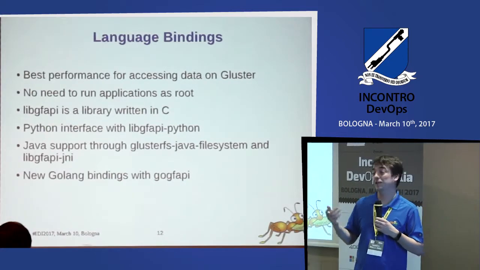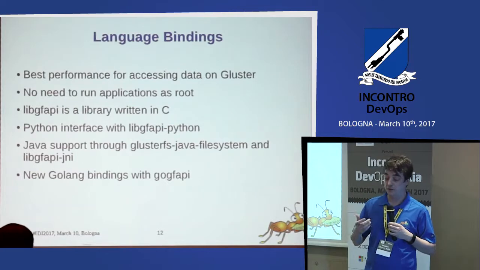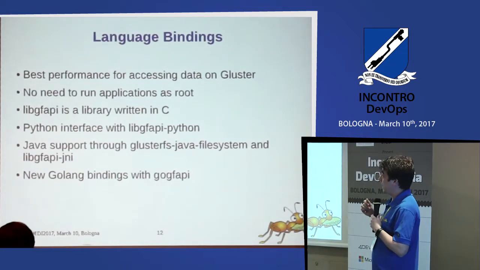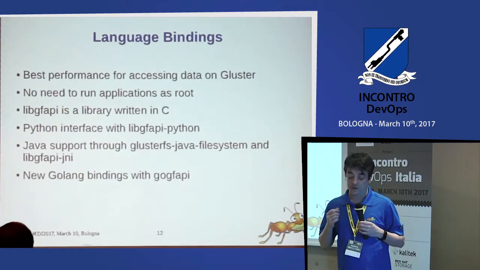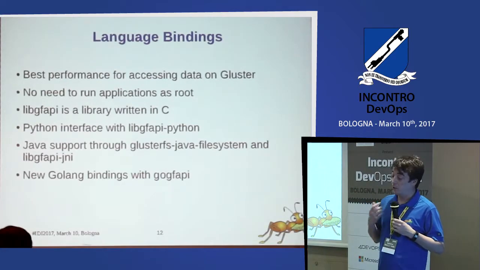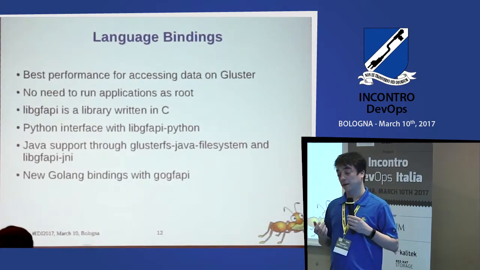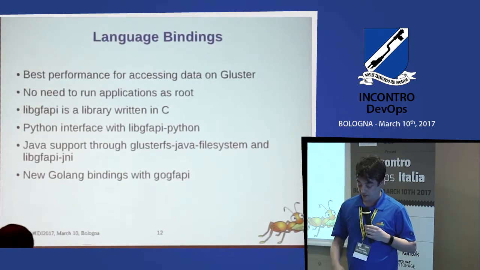So web servers can actually use this, for example, without running as root. QEMU can use it, and anything like that. So libgfapi is the main library. It's written in C. We do have Python bindings. There are Java bindings. There are Golang bindings, and even Canonical contributed, I think, Rust bindings. They're actually using it for some of their projects.